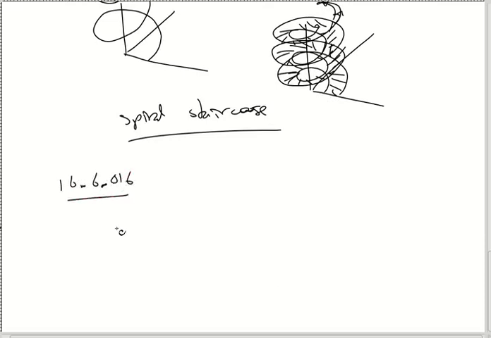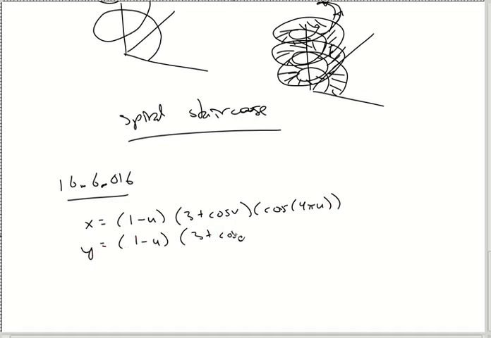16.6.16. This one's a little different. I got x equal to (1 minus u) times (3 plus cosine v), and then times cosine of 4 pi u. y equals (1 minus u) times (3 plus cosine v), and then I've got now a sine of 4 pi u. My z is equal to 3u plus (1 minus u) sine of v. This is one huge mess.